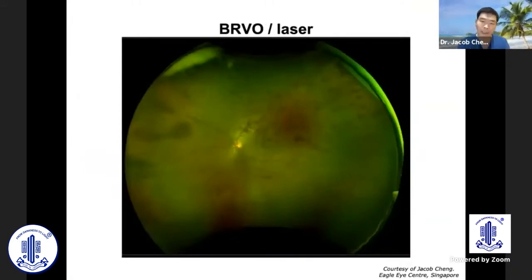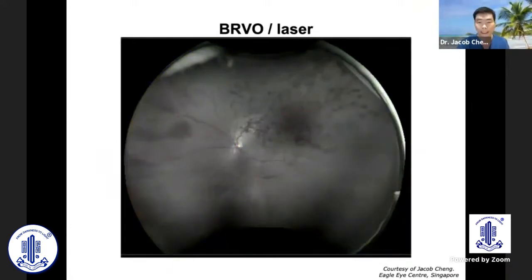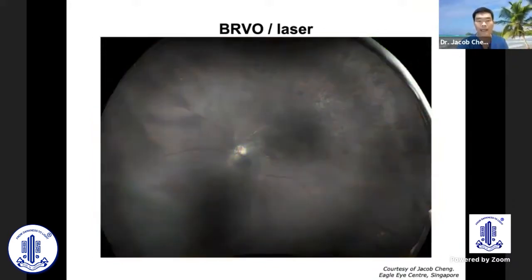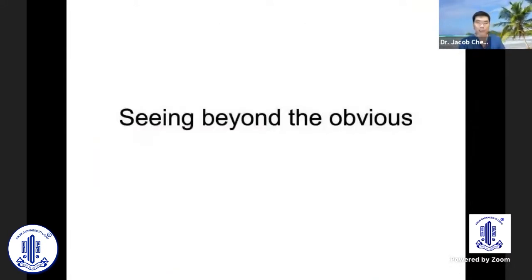Again, another patient with untreated branch retinal vein occlusion with the green laser follow-up. Again, we can see the resolution of the hemorrhages as well as the extent of the laser, enhanced and accentuated with the green laser. How about seeing beyond the obvious? How can ultra-wide field help us see beyond the obvious?